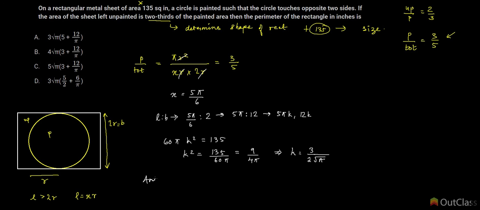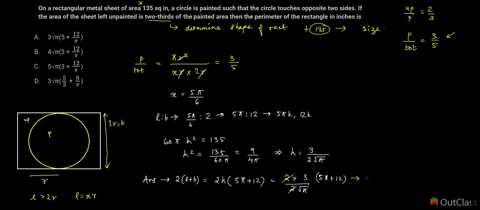Now the answer is the perimeter. It is 2 times L plus B, which will become 2k times 5 pi plus 12, which is 2 into 3 by 2 root pi into 5 pi plus 12. The 2's will cancel. We have a 3 by root pi into 5 pi plus 12.